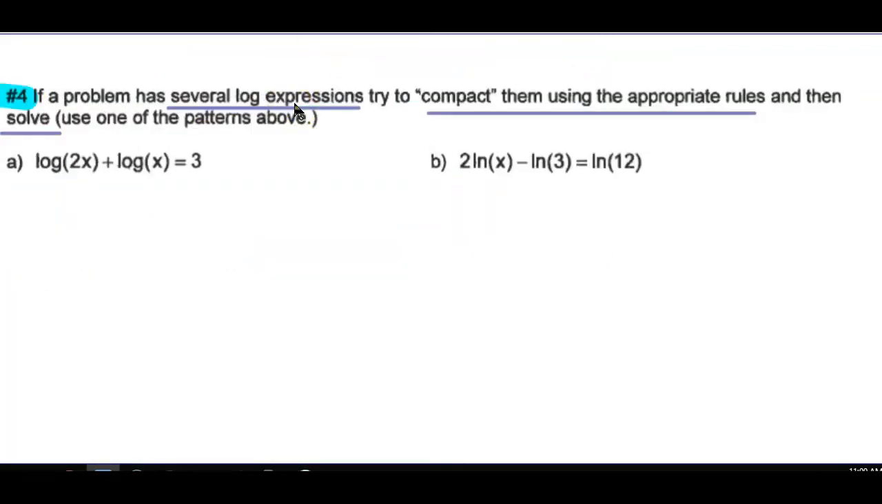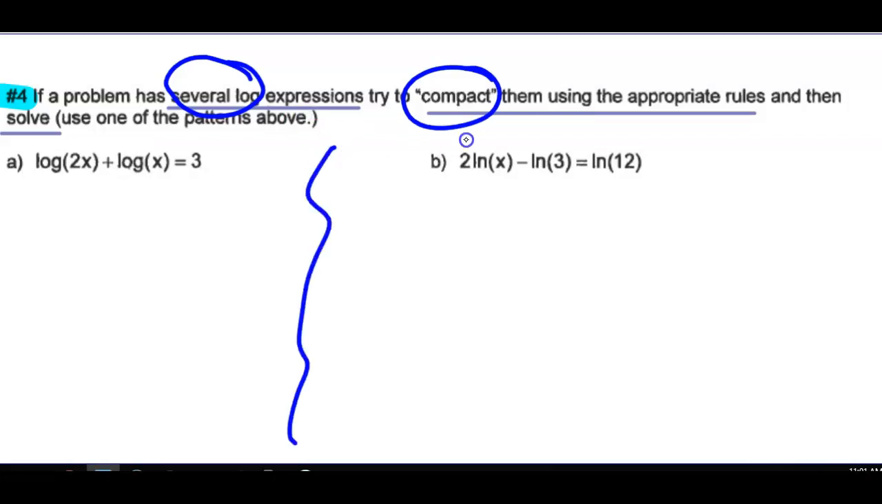All right, if you have several log expressions, you will need to compact them. But these are two very different problems here. This one has logs on both sides. This one does not. So there are two very different patterns going on here. This one you're going to compact as the log of 2x plus means times. And then you've compacted these into a single log equals 3, or condensed them into a single log.